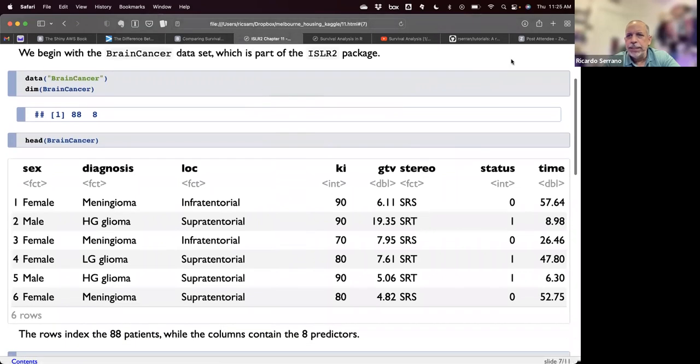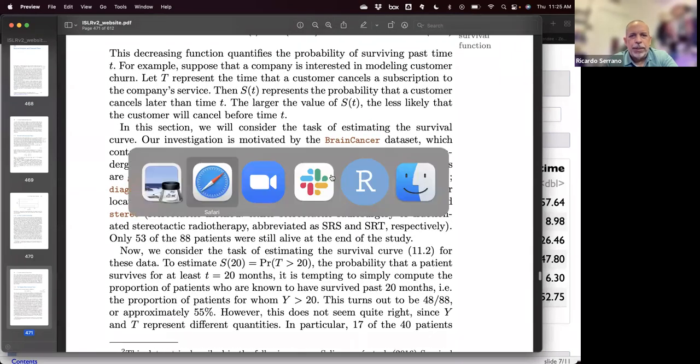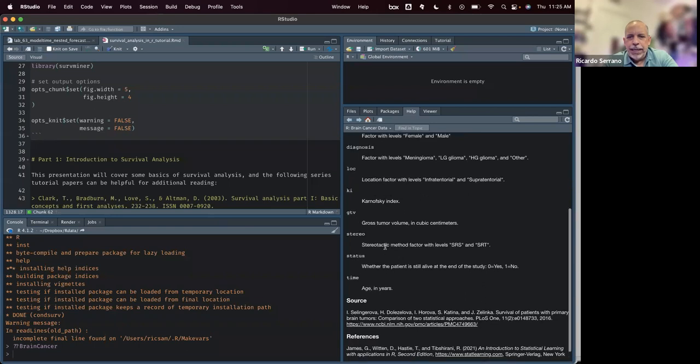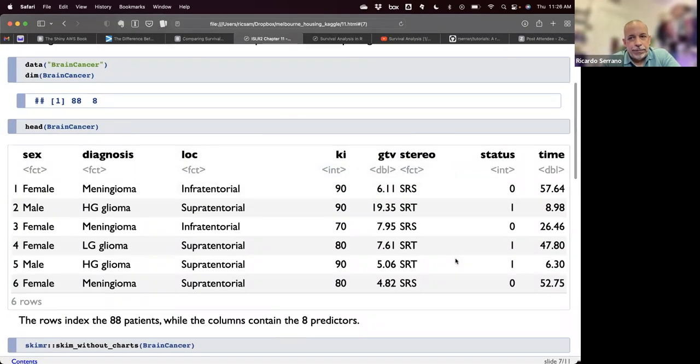Then can you see the status there? These are very important for survival analysis. The status of zero means the patient is still alive, and one means that he didn't survive. So one will be the event, and zero will be the ones that were still alive. That points to the censored data, the ones that have zero. And of course, the time: the time to the event or to the end of the study.